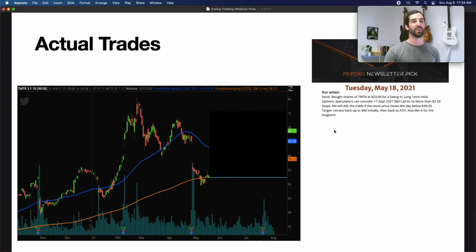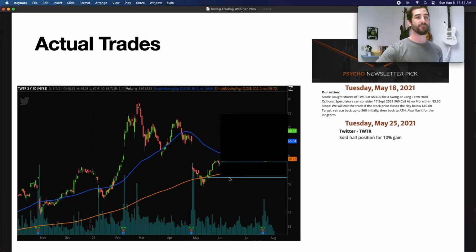So we bought here, May 18th, 200 MA setup. It sort of broke down after earnings on big volume. And then it confirmed to us that, hey, this is a level that maybe I do want to hold. So we went ahead and took a chance, okay? Oh yeah, and stop targets. We will exit the trade if the stock price closes the day below 49, okay? So 49 was just under here. So we bought here. If it closed the day under here, then we would have gone out, okay? Anyway, thank God we got a little bounce here.